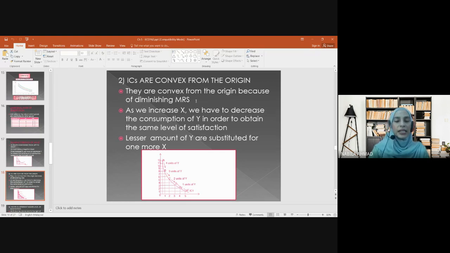Ingat kalau PPC, kita ada 3 shape. Convex, concave dengan straight line. Tapi kalau untuk indifference curve, dia convex sahaja. Bermaksud semakin banyak X kita consume, semakin kurang Y yang kita akan consume lah. Okay, alright.